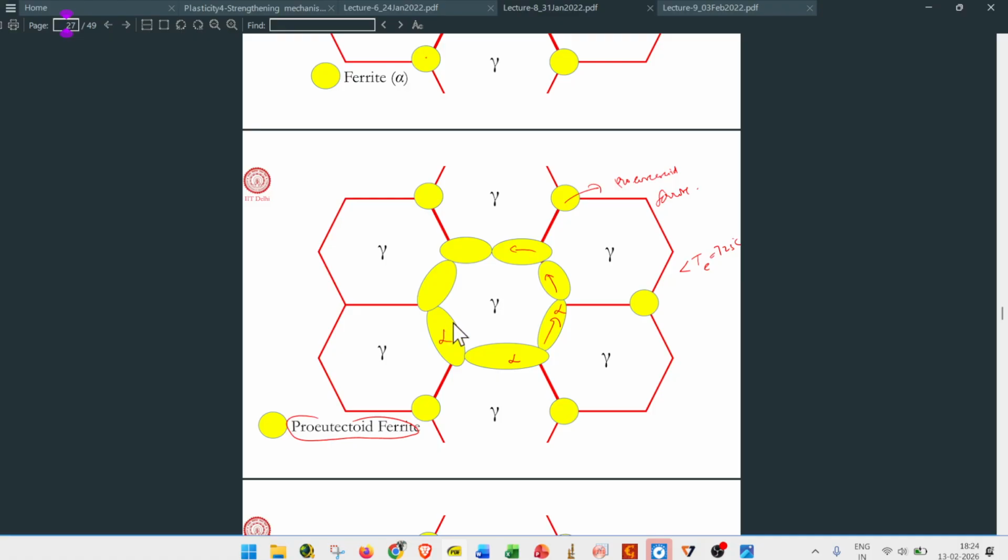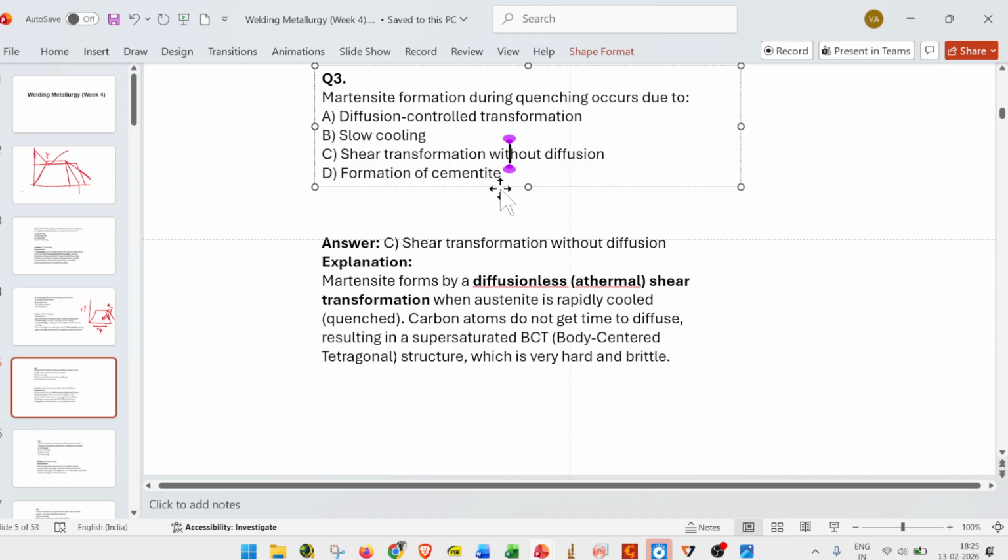If diffusion happens much slower, like in annealing, it takes much longer. In normalizing, it is a very short duration, but diffusion is controlled. But in the case of martensitic formation, no such diffusion takes place. So the first option is no. Next is slower cooling. No, definitely not. Slower cooling means it is annealing. Definitely not. Next is shear transformation without diffusion. Yes, because it happens without diffusion, so it is a shear transformation.